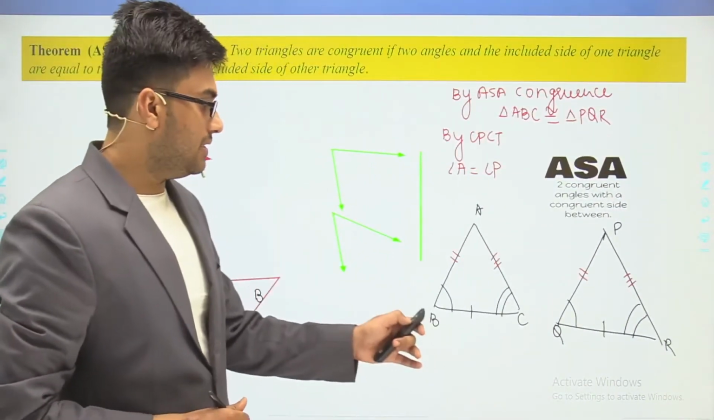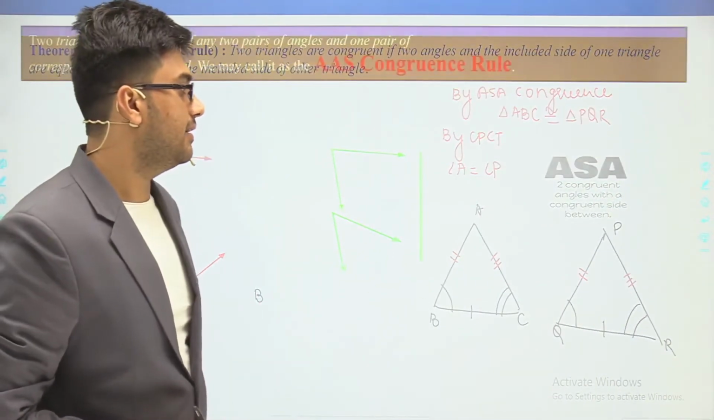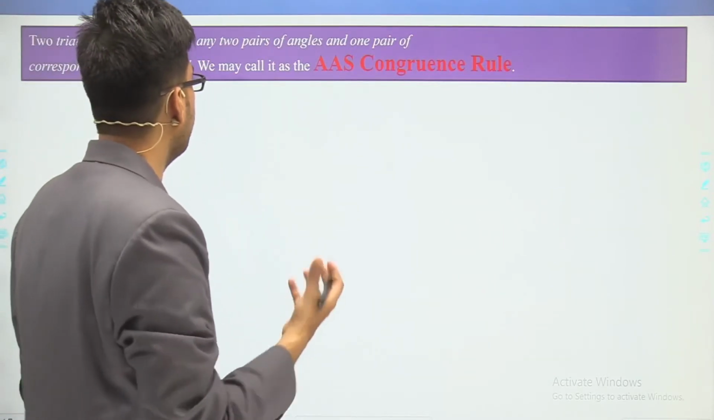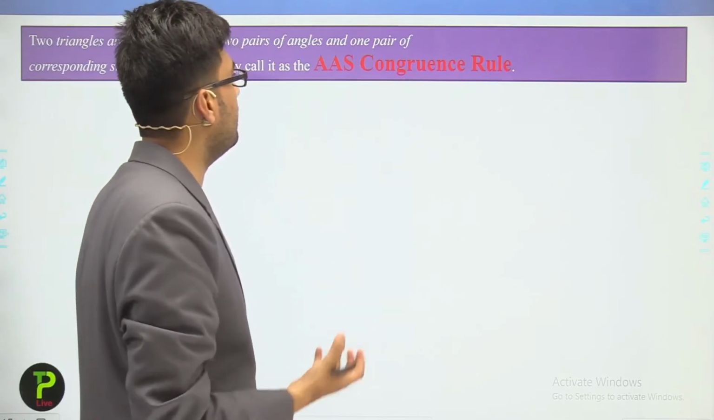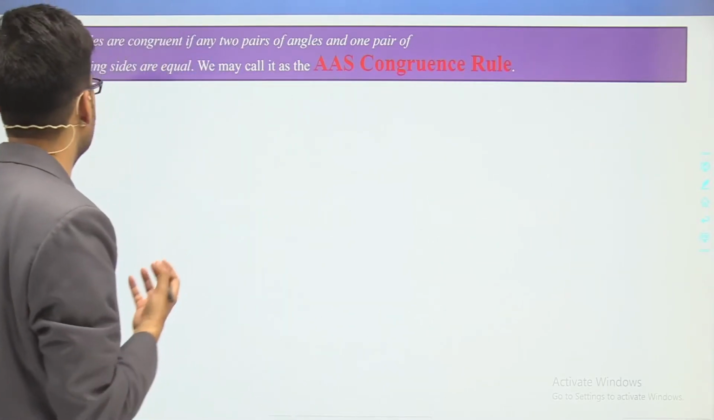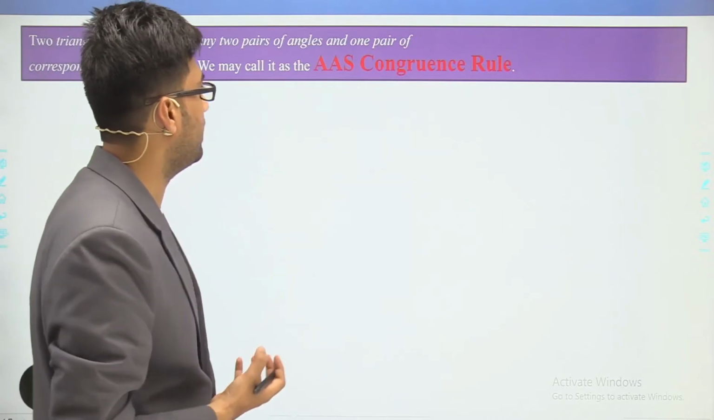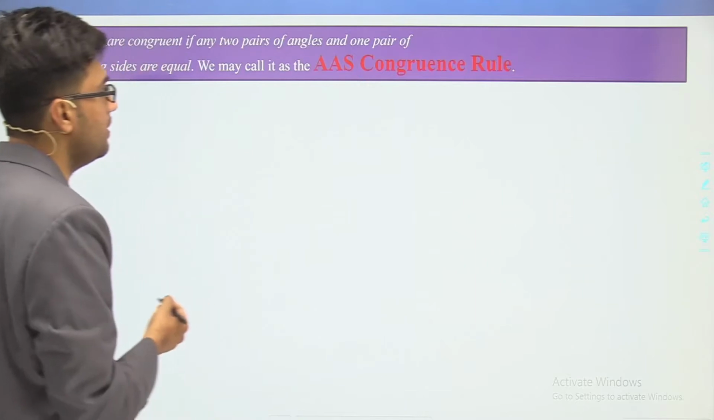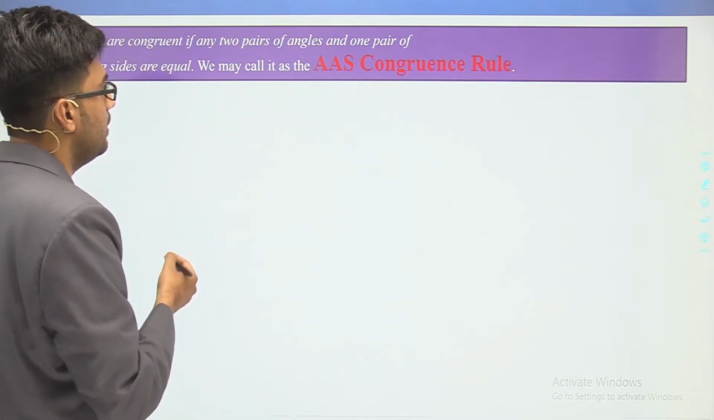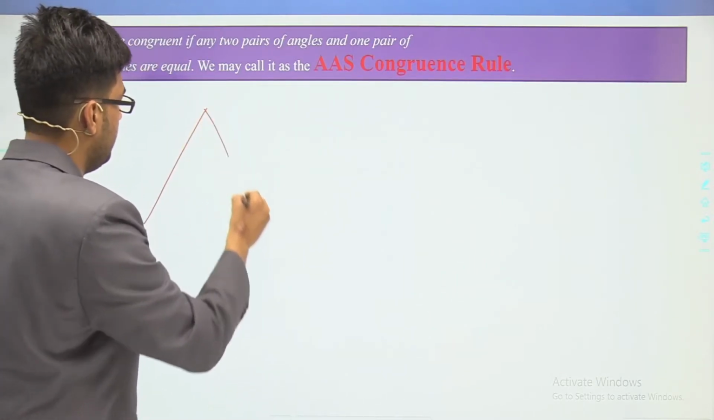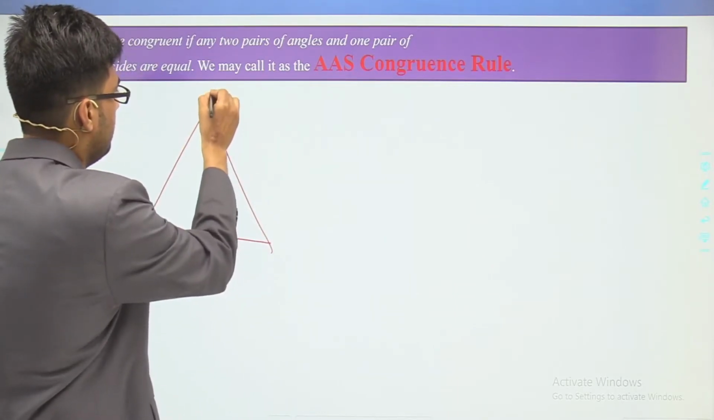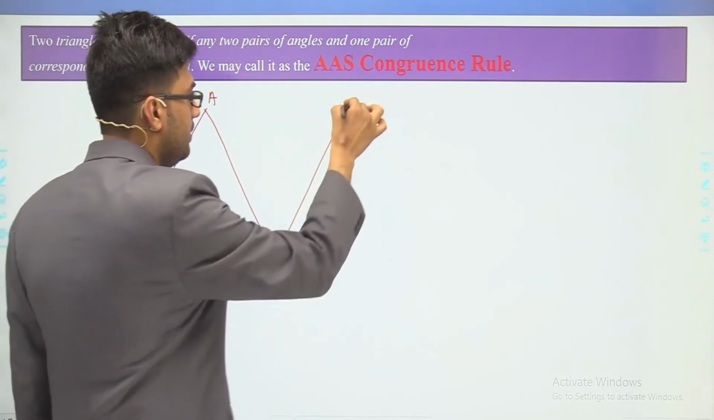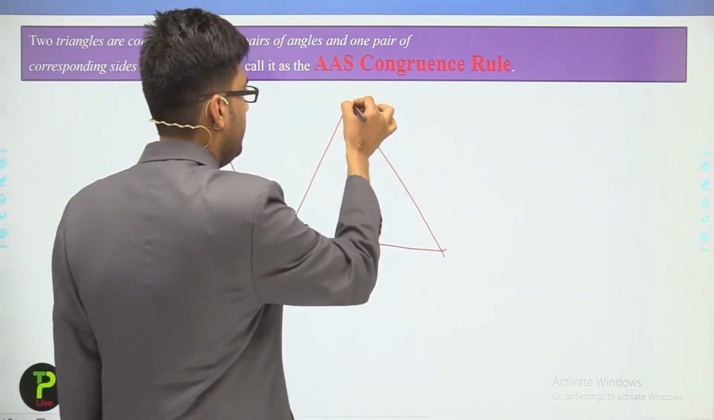So now after this, let's move to the next criteria, and the next criteria is what, students? Two triangles are congruent if any two pairs of angles and one pair of corresponding sides are equal. We call it the angle angle side congruency rule. What is the angle angle side congruency rule? Students, here we have two triangles, ABC and another triangle PQR.